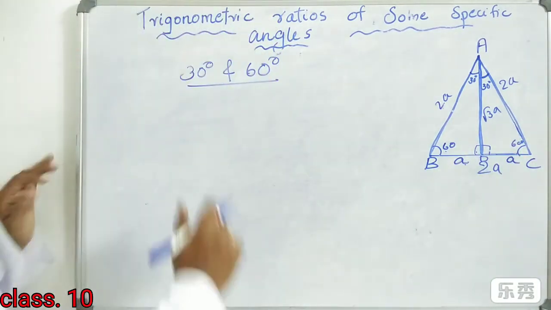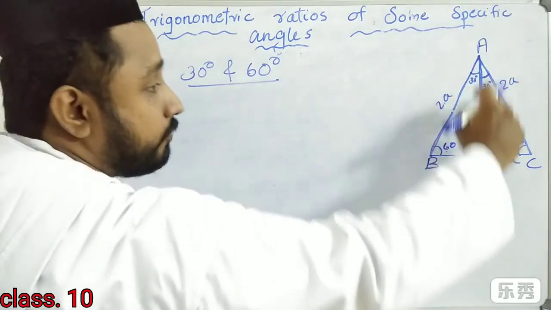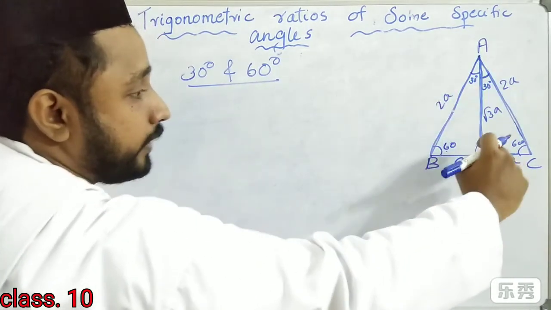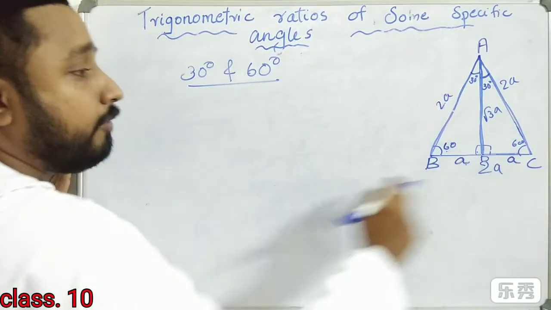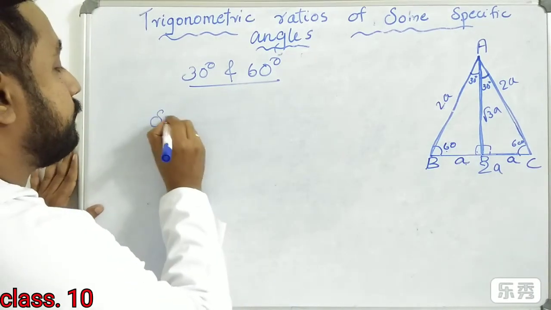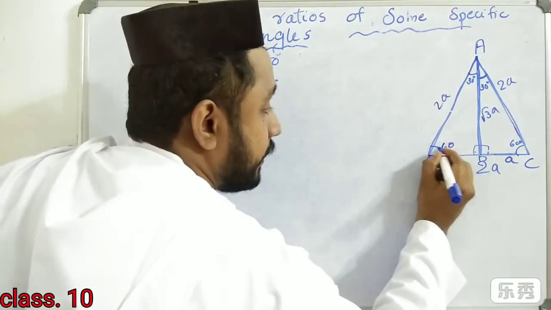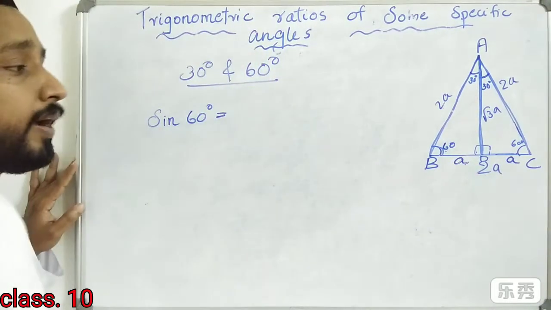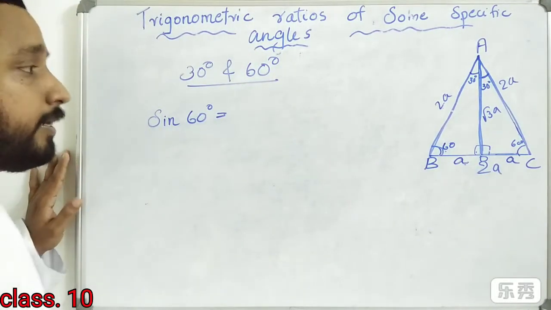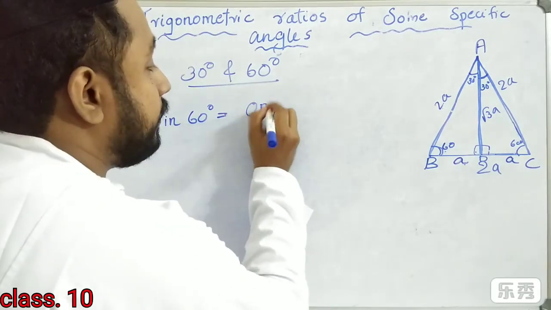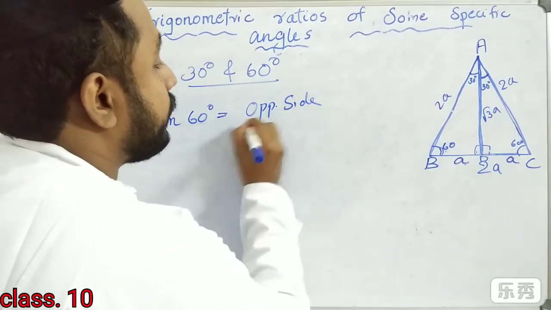Now we also found the length of AD using Pythagoras theorem. Now we define sin 60. Sin 60 degree is, this is 60 degree. We are going to find sin 60 degree. Sin 60 degree means opposite side by hypotenuse, isn't it?